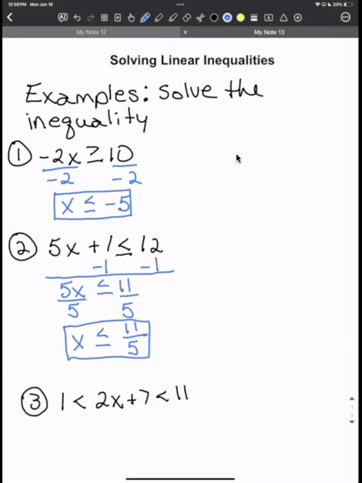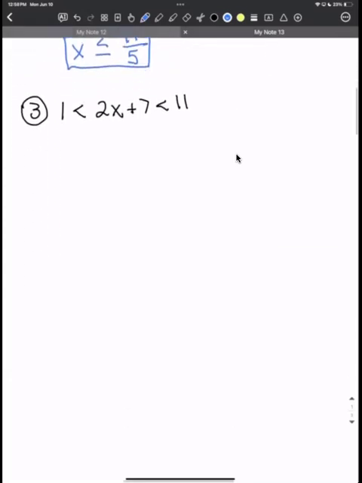Okay, let's try one more. Now this third one, notice, has 2 inequalities in it. So this reads 1 is less than 2x plus 7, which is less than 11. Okay, so the game is the same. I want to get x by himself in the middle. Okay, so I need x to be in the middle. So what I do to the middle, I have to do to both ends.